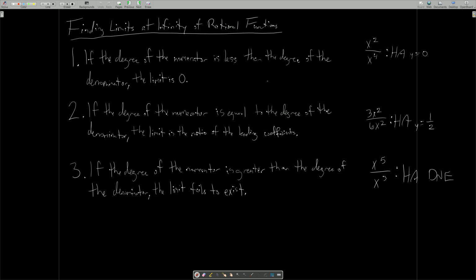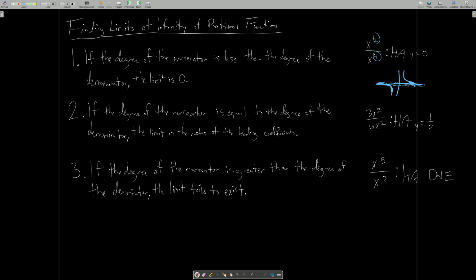If the degree of the numerator is less than the degree of the denominator, then the limit is 0. So you're probably going to have a function that's on this line here. It's not exactly on the line, but 0 is the horizontal asymptote of the function. So let's say if you have x squared over x to the 4th, because 4 here is bigger than 2, and it's on the bottom, then the horizontal asymptote is 0.